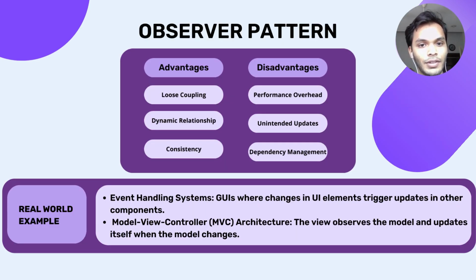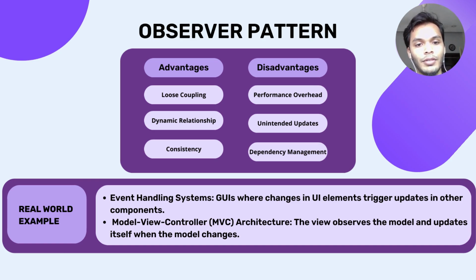Okay, so next let's move on to the advantages. First of all, loose coupling. The observer pattern promotes loose coupling between the subject and observers. The subject does not need to know the details of its observers, which makes the system more modular and easier to maintain. Next is the dynamic relationship. Observers can be added or removed dynamically at runtime. This flexibility allows the system to adapt to changes in the number of observers without modifying the subject. And then consistency. The pattern ensures that all registered observers are updated automatically when the subject changes, which helps maintain consistency across the system.